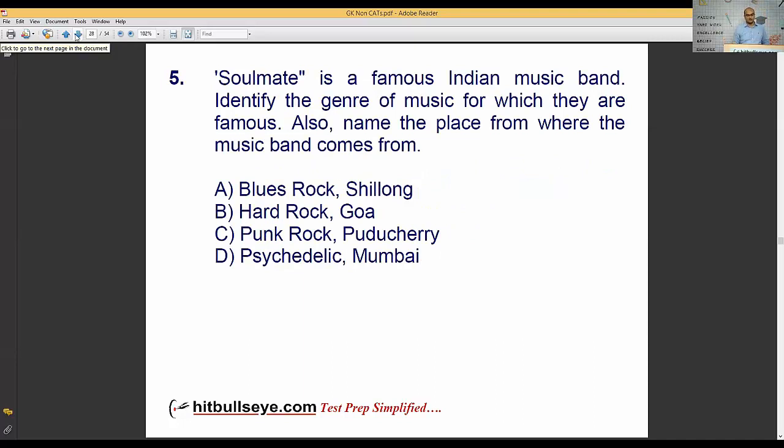Next, another tough question. Soulmate is a famous Indian music band. Identify the genre of music for which they are famous. Also, name the place from where the music band comes. Okay, I thought it was a tough question, but apparently it is not. Most of you are getting the answer correct. The answer is blues rock. That is the genre of music that they play, and Soulmate is from Shillong.